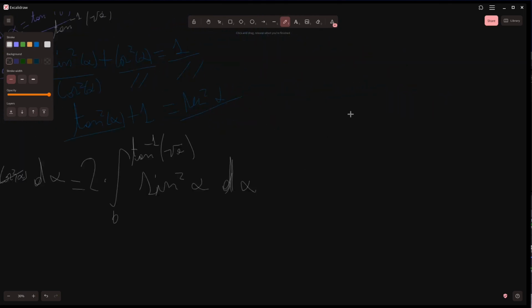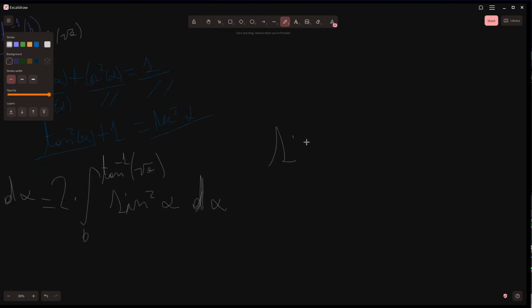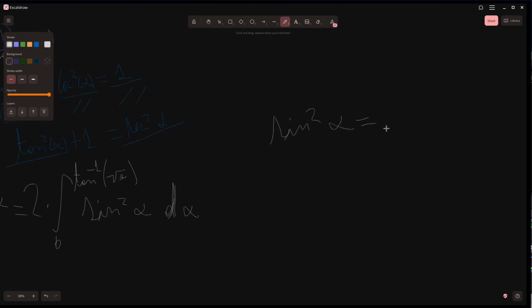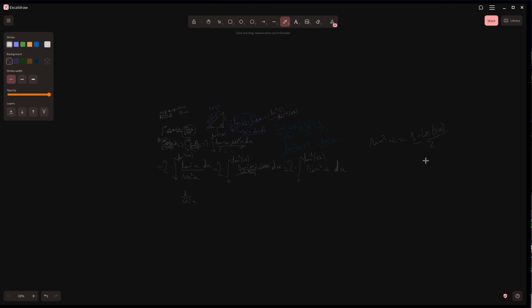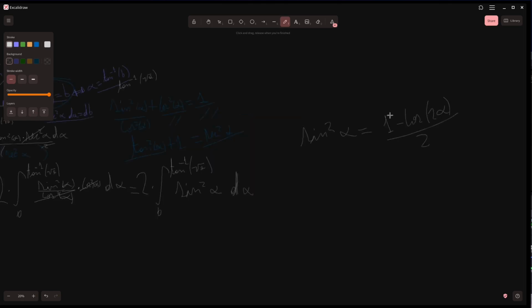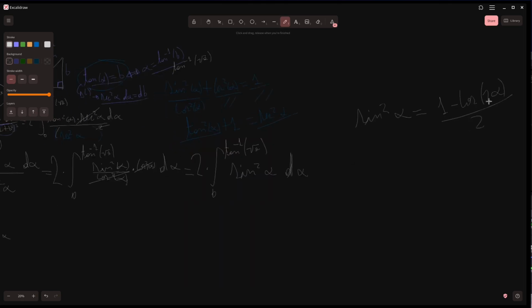Here we can apply this identity. Sine of this angle should be the cosine of this angle times 2. So this angle times 2 over 2, like so. So we're going to apply this and split the integral into 2 integrals.